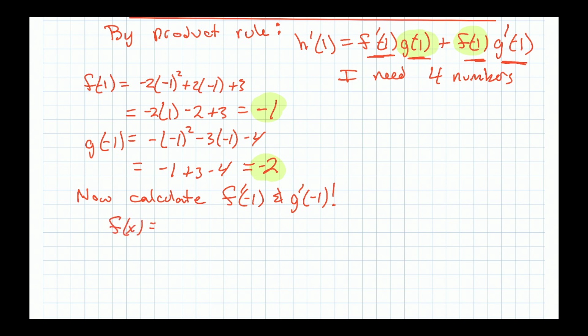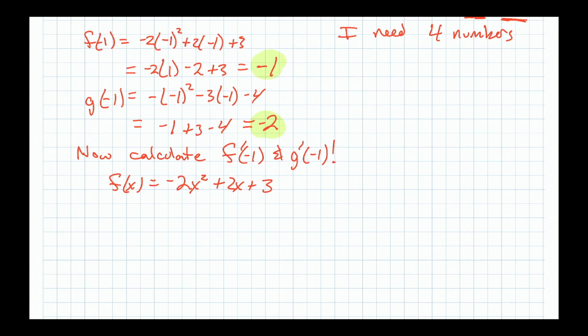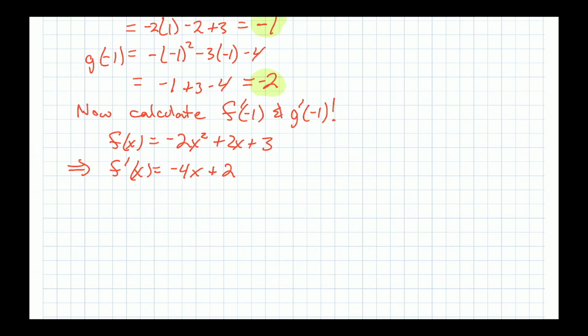We need to just know what f is. f is negative 2x squared plus 2x plus 3. All right, so that's f. So what is the derivative of f? Power rule, right? Bring the 2 down in front. You get negative 4x to the 1 plus 2, right? The derivative of 2x is 2. The derivative of 3 is 0.